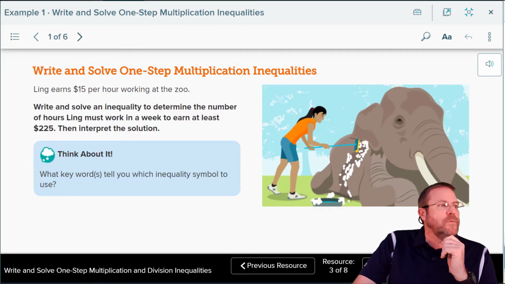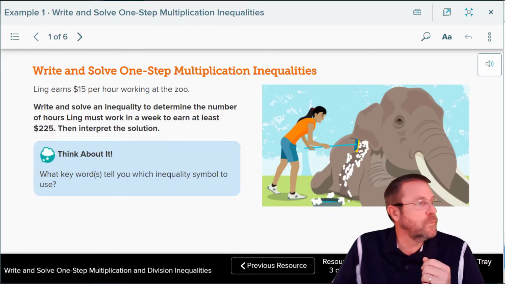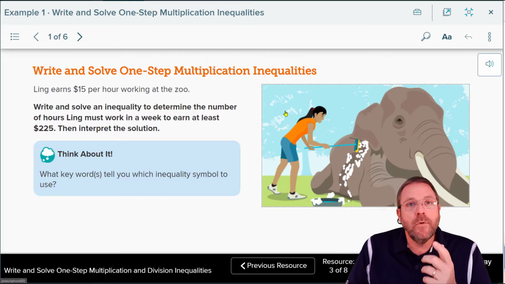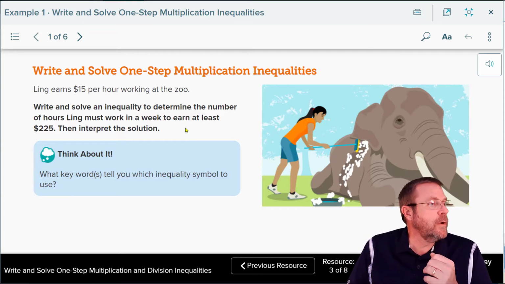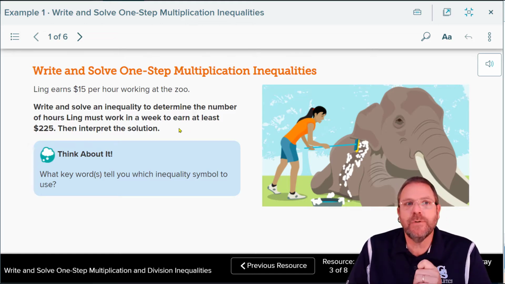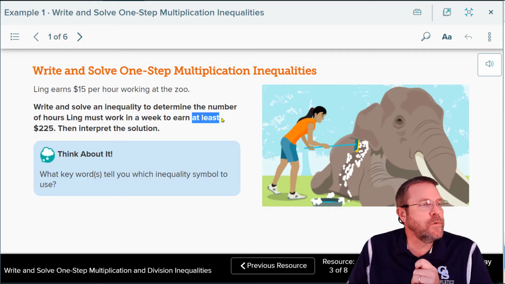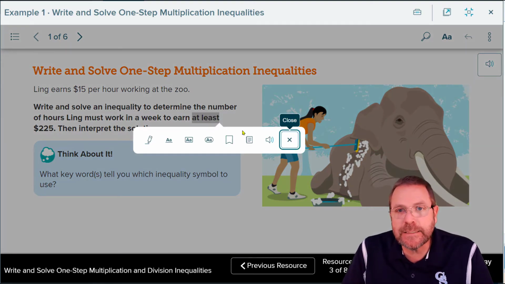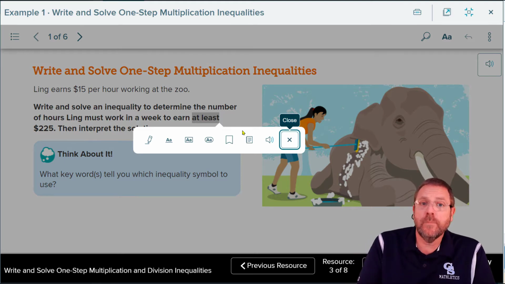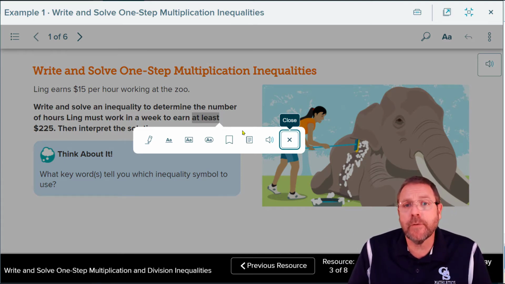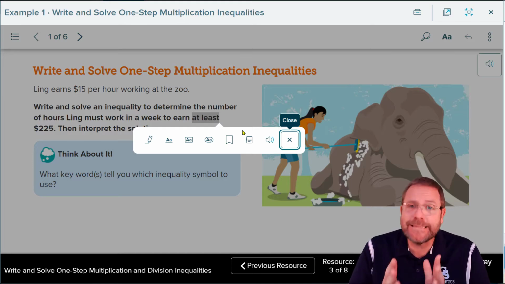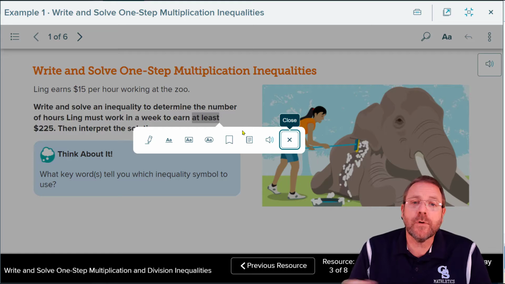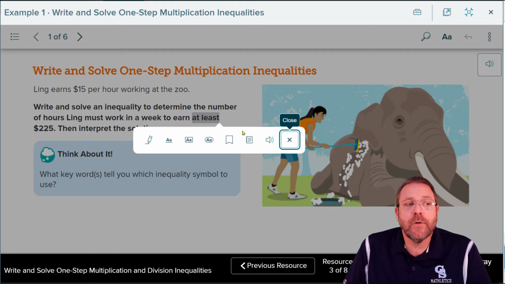Ling earns $15 per hour working at the zoo. Write and solve an inequality to determine the number of hours Ling must work if she wants to earn at least $225. Then interpret the solution. Well, the key term here is "at least." That means that her earnings could be greater than $225 or it could be exactly $225. What she doesn't want is for those earnings to be less than $225.